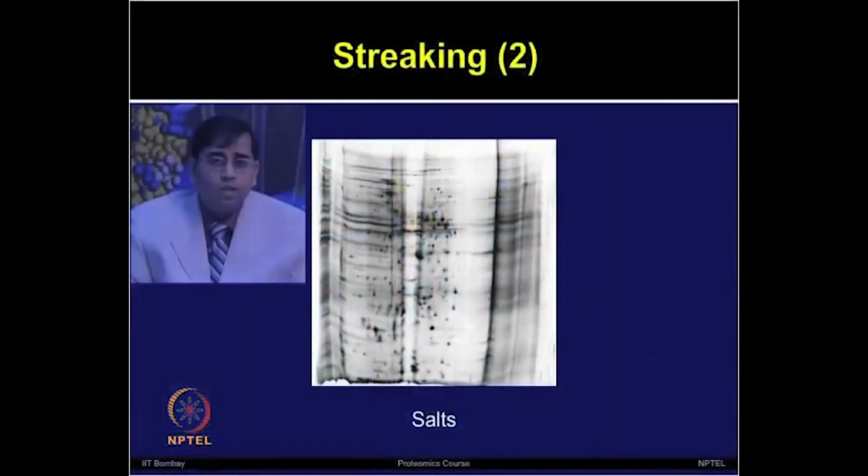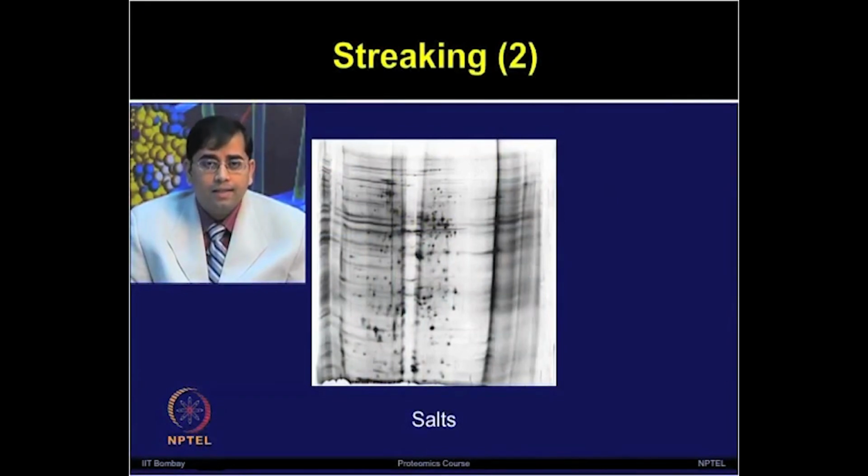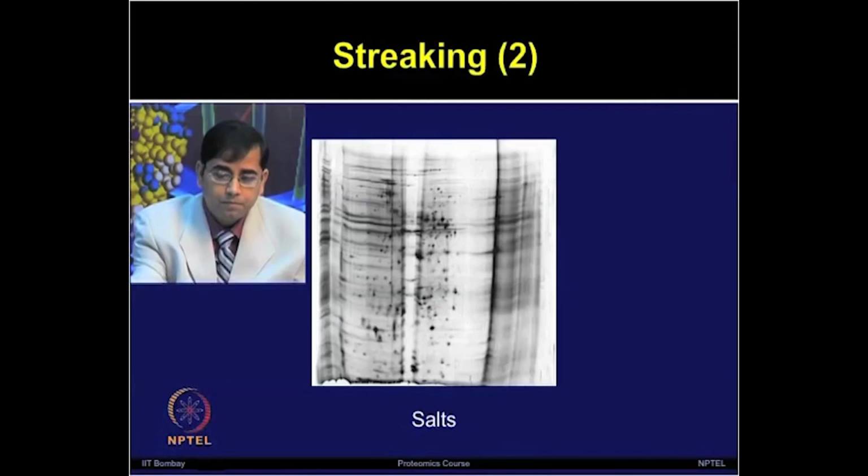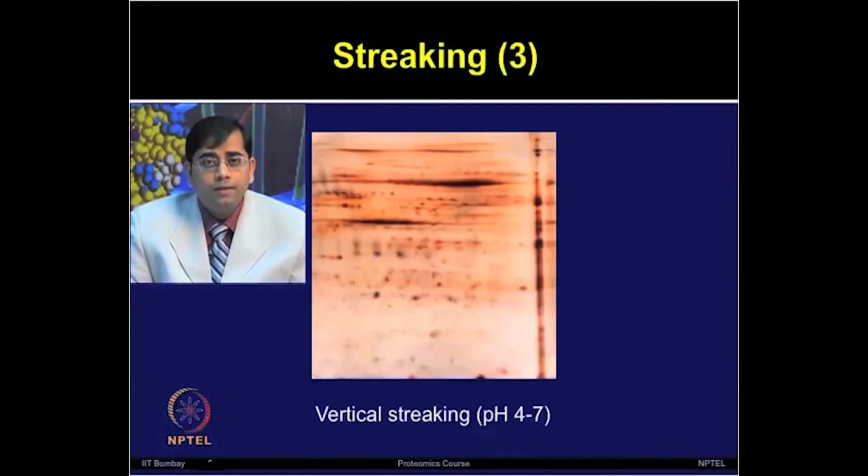So, as shown in this gel, the presence of salt can be interfering and may result in vertical streaking. If you are using a narrow pH gradient strip such as the 4 to 7 pH strip, then vertical streaking can appear, because all the proteins beyond 7 pI will stack together in that region and one can see the vertical streaking.